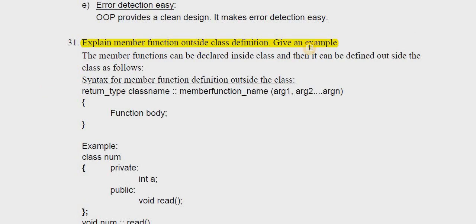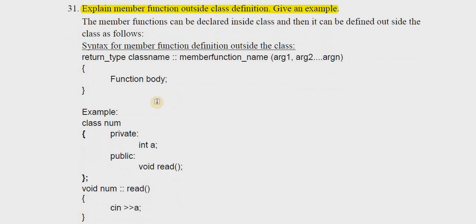In the last question paper we have seen a question on member function inside class, but in this question paper it is asked for member function outside class. So you have to write the definition. Outside class means the member function body is defined outside the class body. The syntax is: return type, class name, scope resolution operator, member function name, then argument list. We have already covered this topic in previous classes. This is the body of the function.